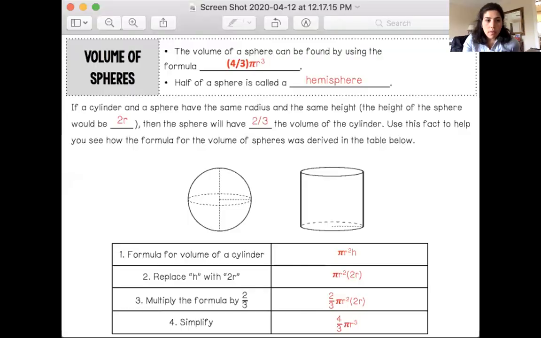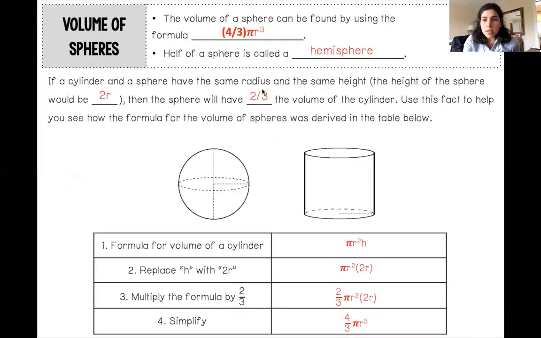Hey guys, let's quickly talk about how to find the volume of a sphere. You should have already watched the video that I attached above. But here we have the volume of a sphere. And what the volume of a sphere is, well, first of all, we use this formula, 4/3 pi r cubed. And I'm gonna go into detail below why it is that it's 4/3 pi r cubed.